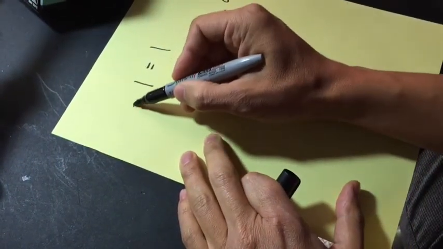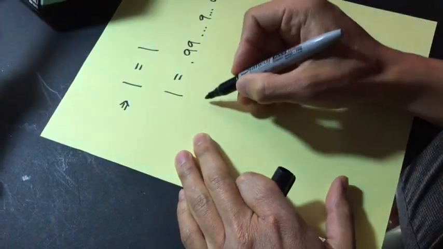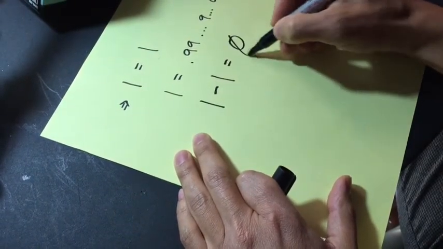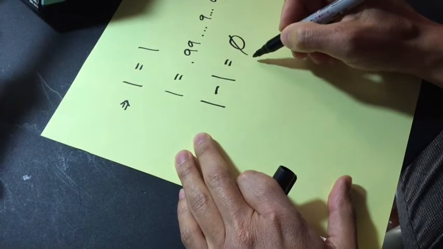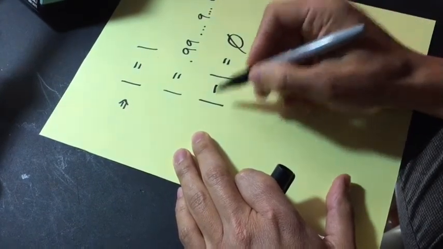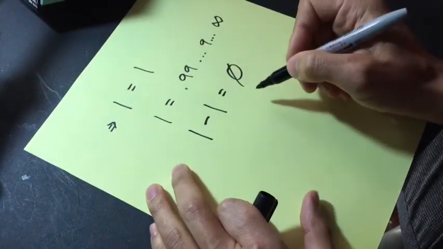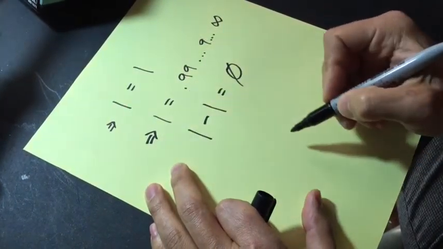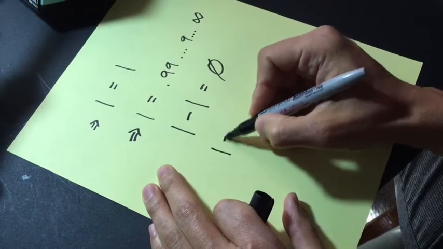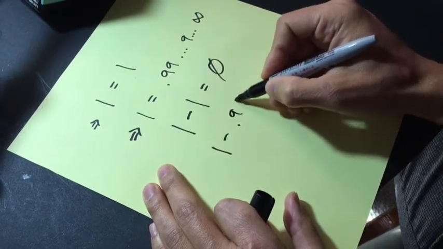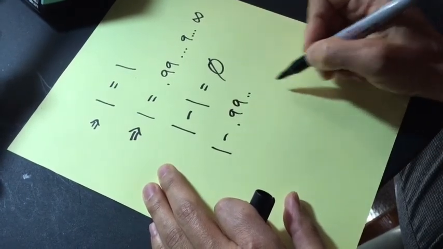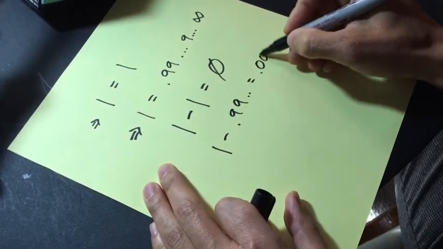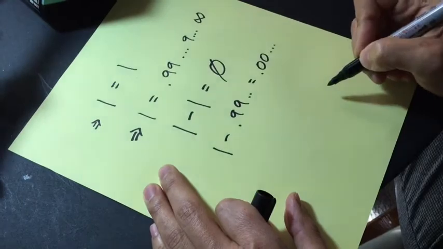Well, we can prove that 1 is equal to 1 by saying 1 minus 1 is equal to 0. And that proves that they're equal to each other because if you subtract one from the other, they cancel each other out and you're left with nothing. Well, let's try that now with this statement. So we'll start off with 1 minus 0.99 goes on forever, and we're left with 0.00, and then that goes on forever.